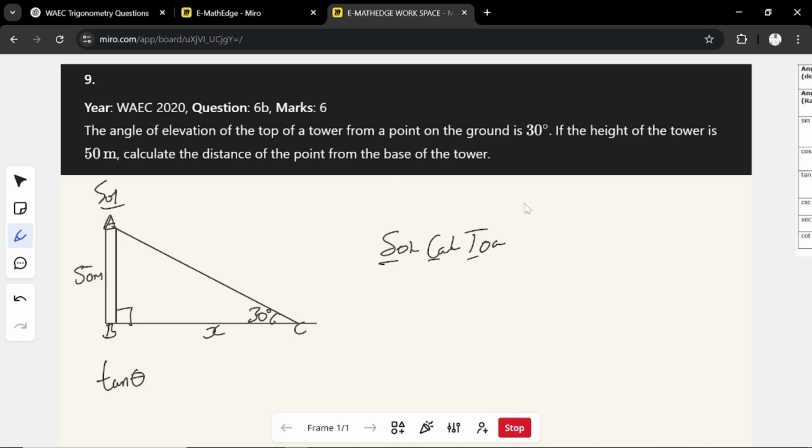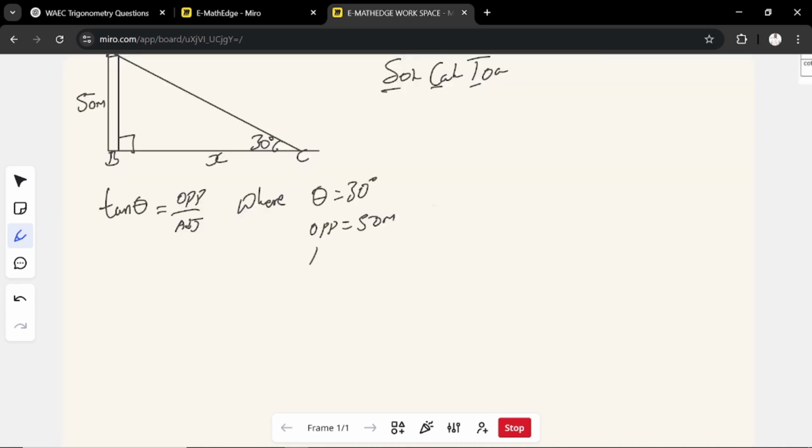Tan theta is equal to opposite over adjacent, where theta is given as 30 degrees, opposite is given as 50 meters, and the adjacent, which we tag x, is what we don't know.